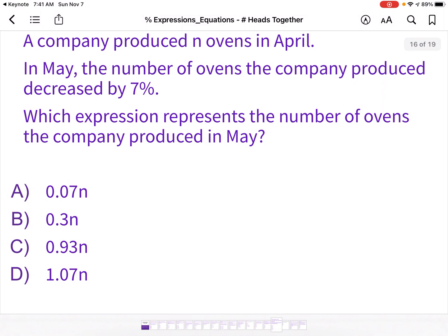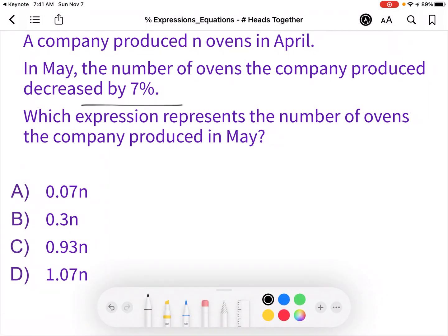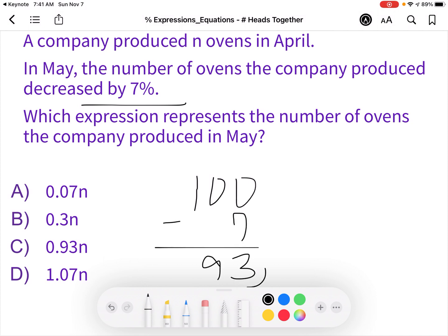A company produced N ovens in April. In May, the number of ovens produced decreased by 7%. So if I'm decreasing, I'm subtracting. So I have 100 minus 7, which is going to leave me with 93. Move my decimal 2 places over. 0.93 times the number of ovens.